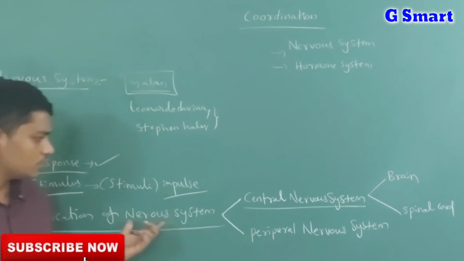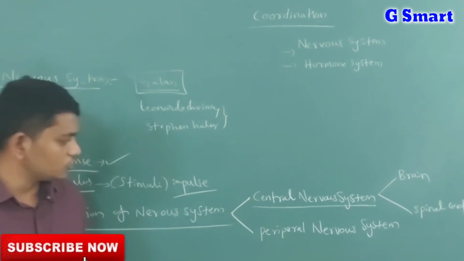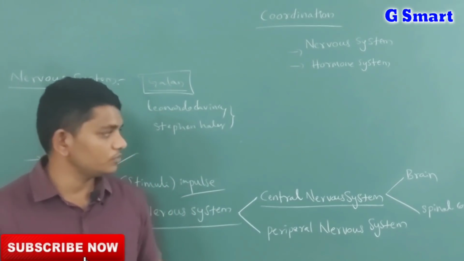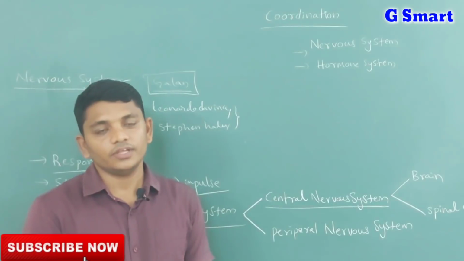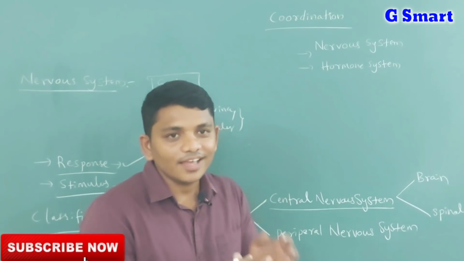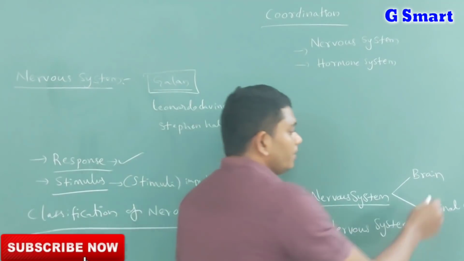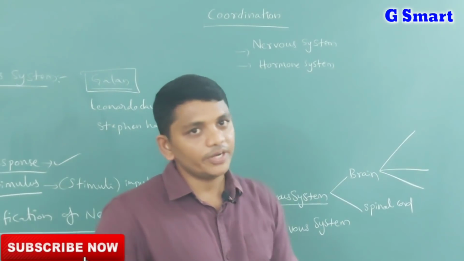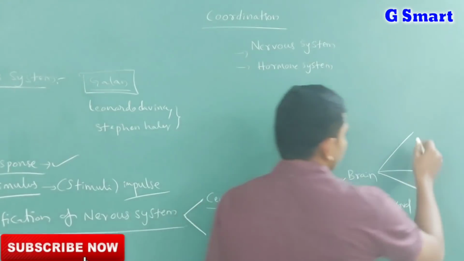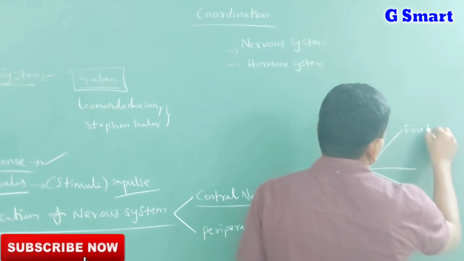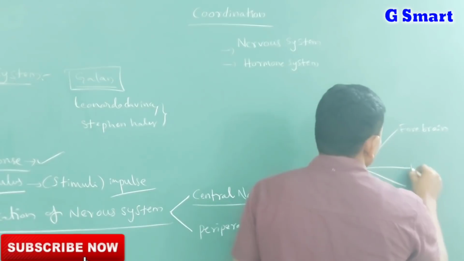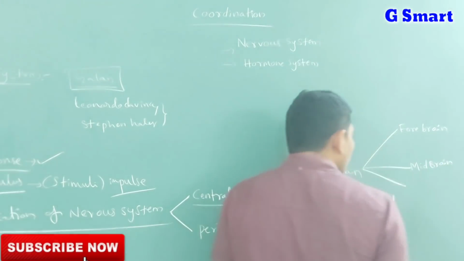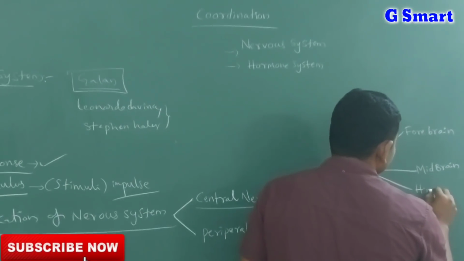Nervous system is mainly of two types, central nervous system and peripheral nervous system. Again, central nervous system is classified into two types, brain and spinal cord. Again, I would like to say the classification of the brain. Brain is again classified into three parts. First one is forebrain. Second one, midbrain. Third one, hindbrain.